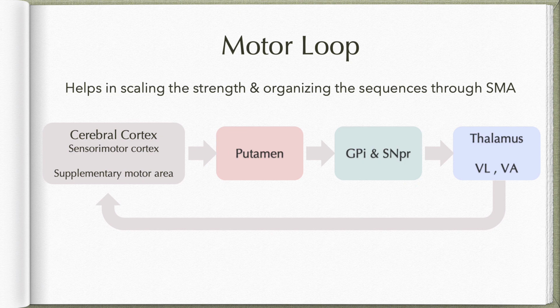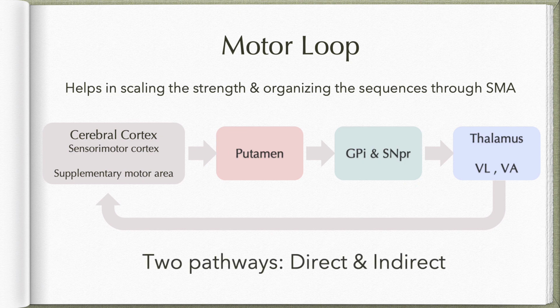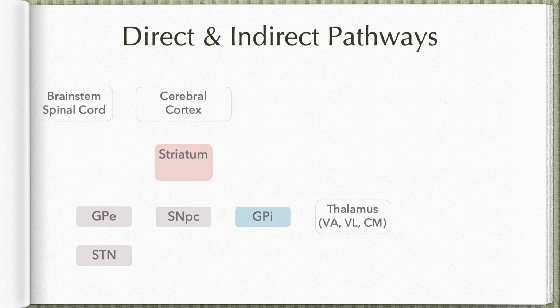There are two subparts in it. There is a direct pathway and there is an indirect pathway. So let us find out what they are. Normally, globus pallidus internum is tonically inhibiting the thalamus. So during the resting condition, globus pallidus internum is tonically active and it will be inhibiting the thalamus, especially the VA, VL and centromedian nucleus within the intralaminar group. Similarly, globus pallidus externum will be tonically inhibiting the subthalamic nucleus. So this is the resting condition.